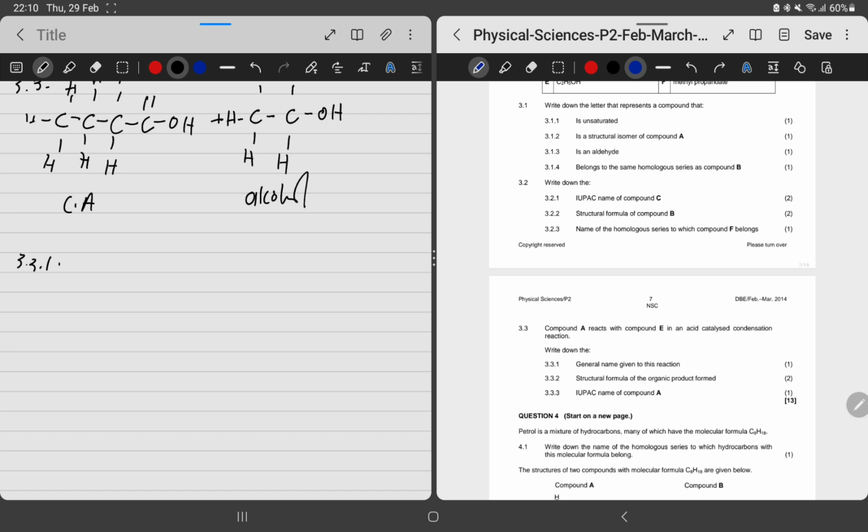3.3.1 Write down the general name given to this reaction. When a carboxylic acid reacts with an alcohol to produce an ester, this reaction is known as esterification.